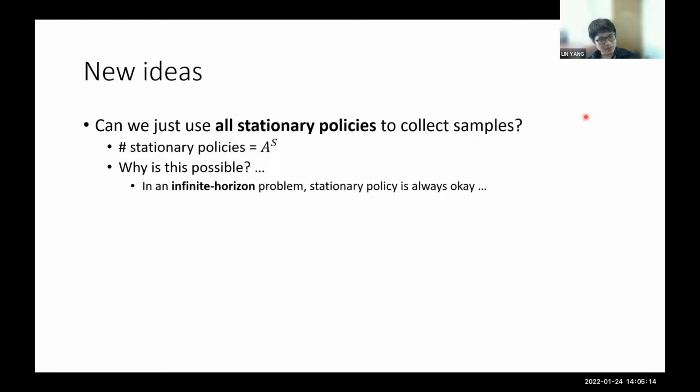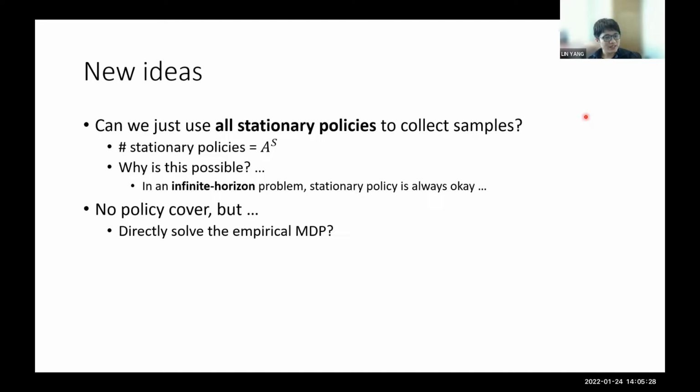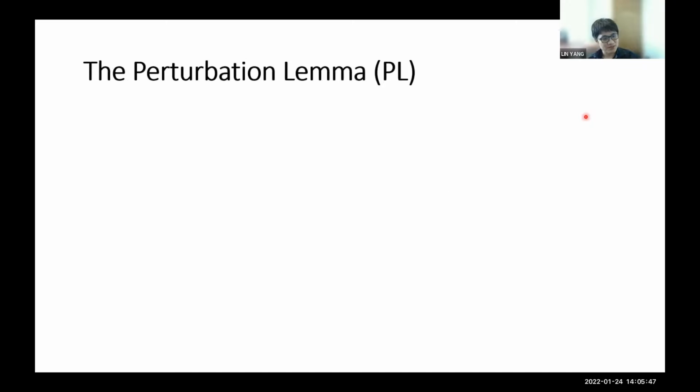However, it's usually not possible because you can always show that in an infinite horizon problem, stationary policies can be very bad. Because of that, we cannot use them as a policy cover, as they may not contain a good policy. However, we can show that if you use this set of policies, you can actually estimate the probability matrix up to some high accuracy that's good for us. So in order to use this, we really need a better perturbation bound to understand the probability matrix estimated this way. That's our first contribution, actually.